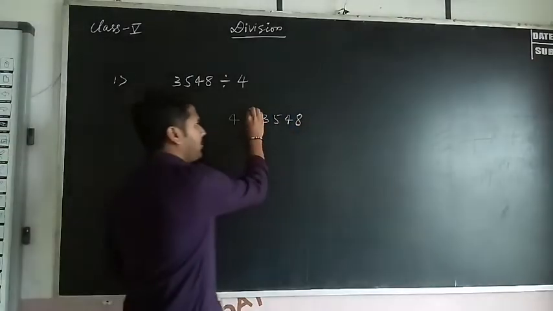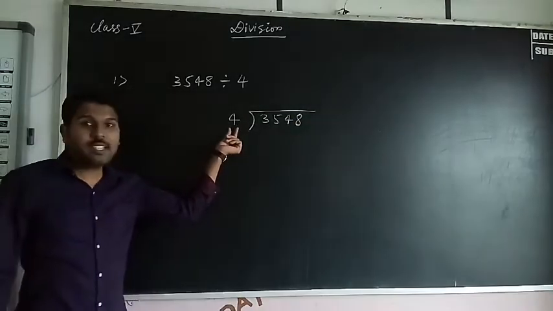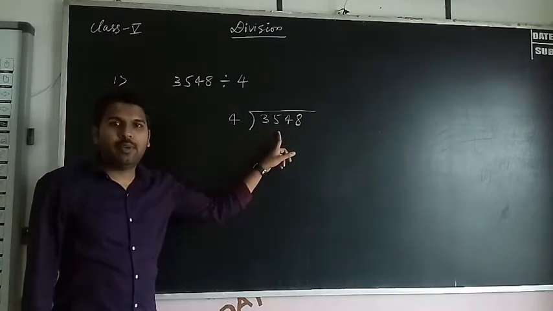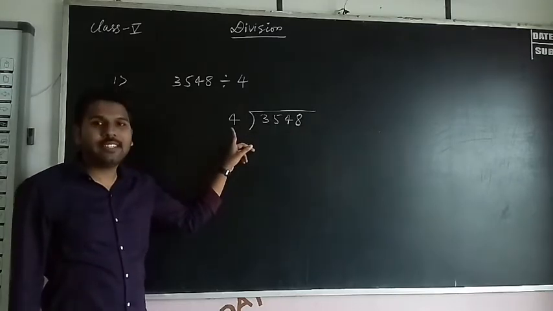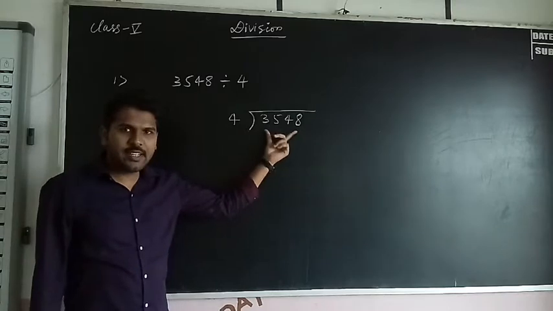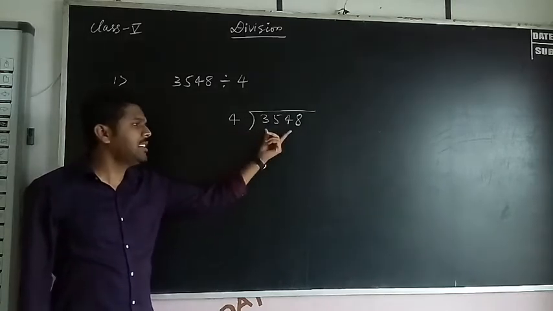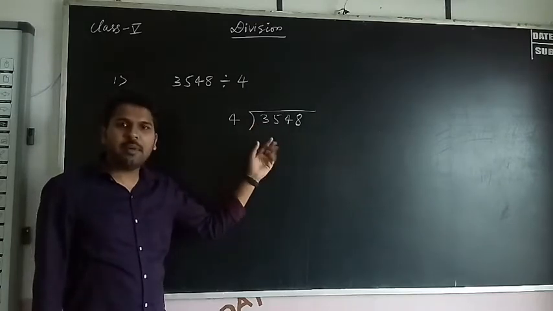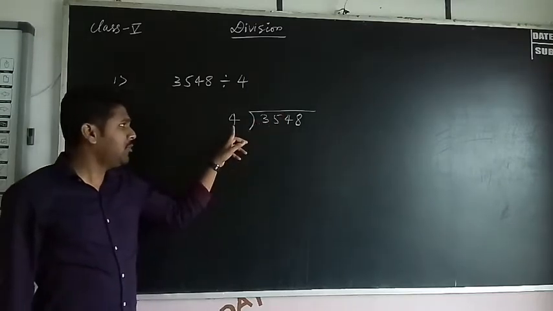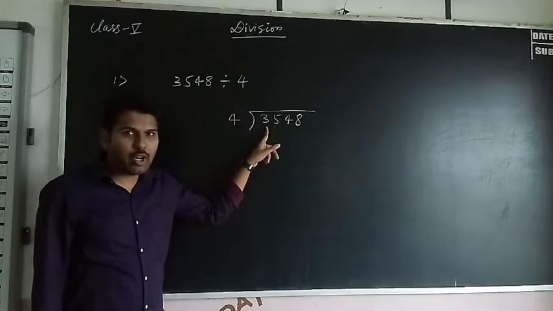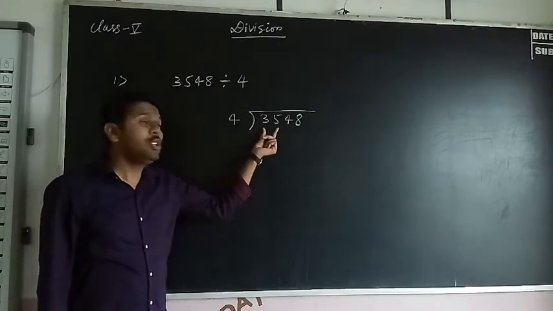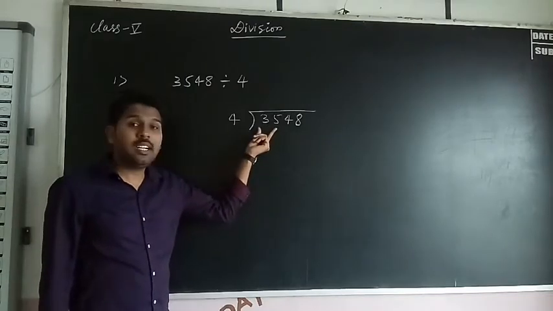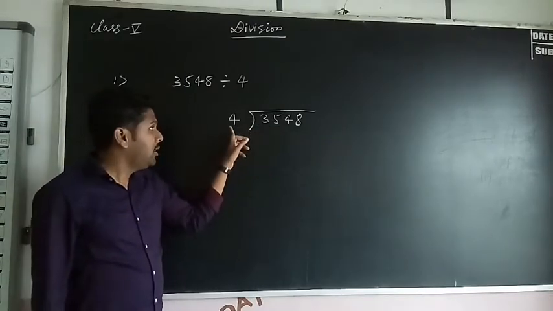Now, here 4 is a 1-digit number. When you divide it, this is the dividend. We call it the dividend. And this is the divisor. If the divisor is a 1-digit number, take digits from the dividend one by one. Here 4 and 3 are there, but 3 is smaller, so take the 2-digit number. After that you can take 1 digits. So take 35. Here 4 is the divisor.